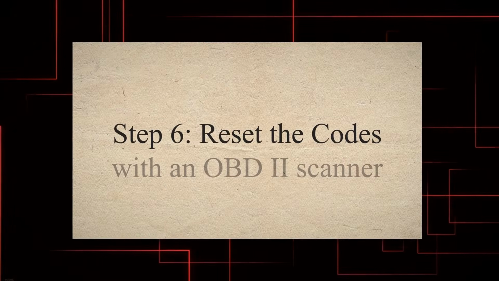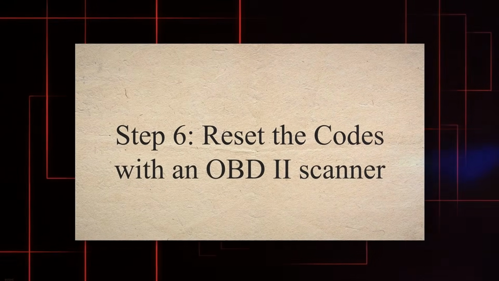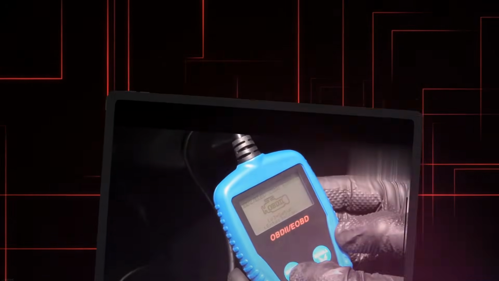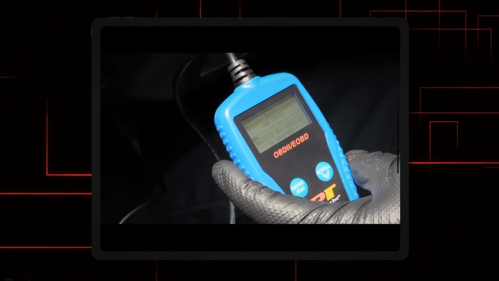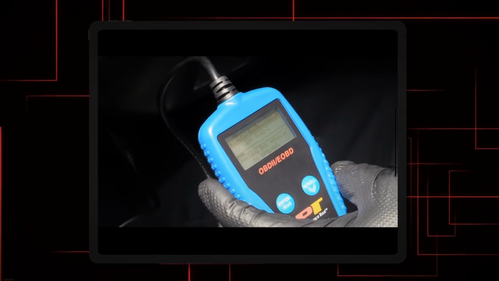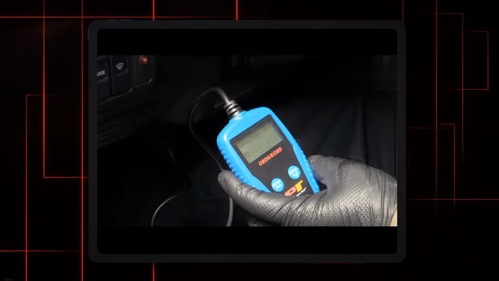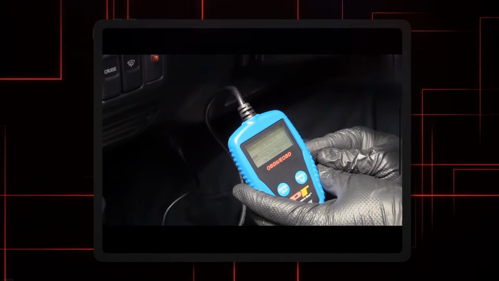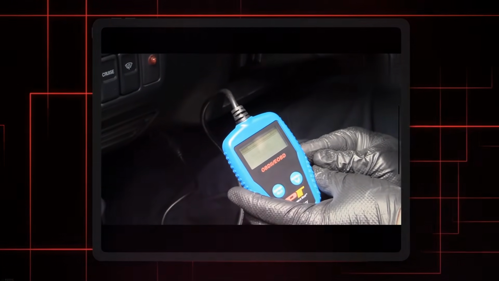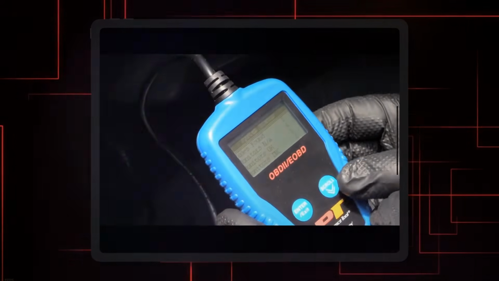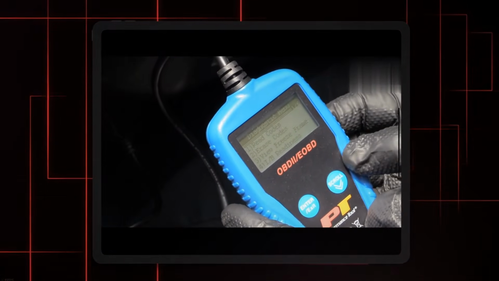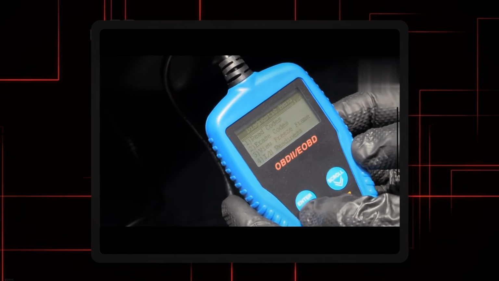Step 6. Reset the codes with an OBD2 scanner. If you're a gearhead, use your OBD2 scanner to clear or fix the error. Plug your OBD2 scanner into the diagnostic link connector, DLC, beneath your steering wheel. Run a scan and read the code on the screen to identify the underlying error. If you know how to fix the problem, great. Otherwise, try resetting the computer in your vehicle to see if the error comes back.